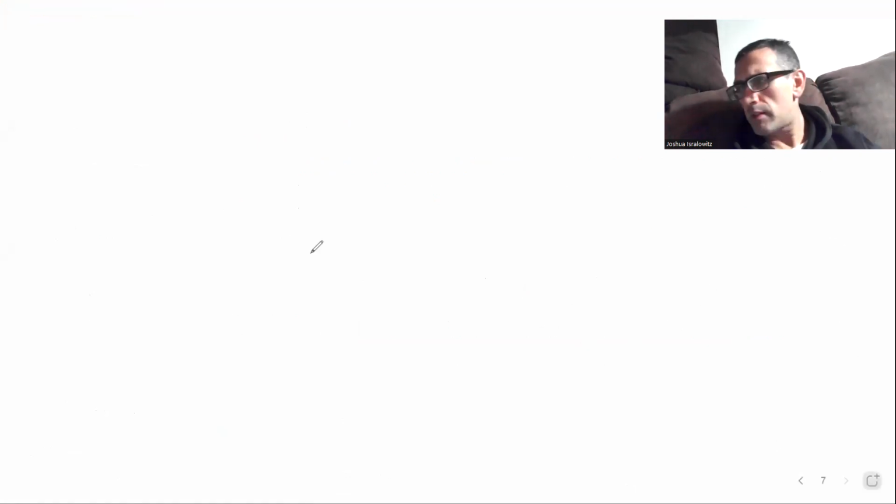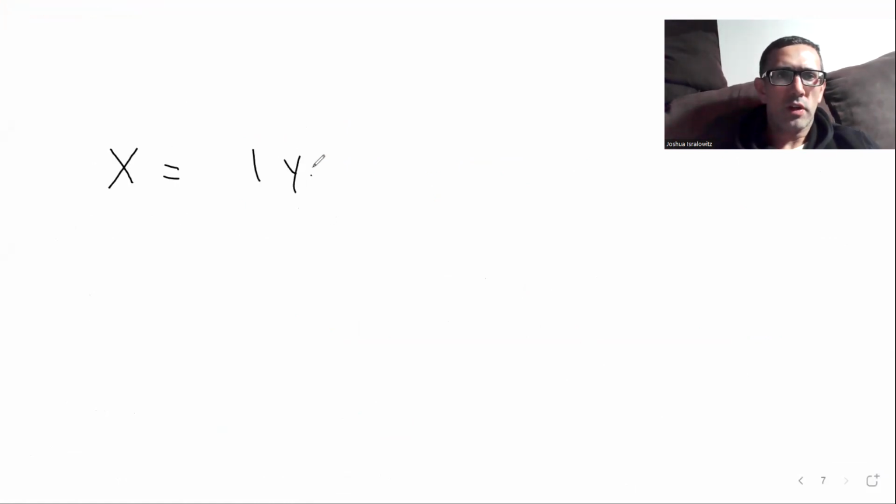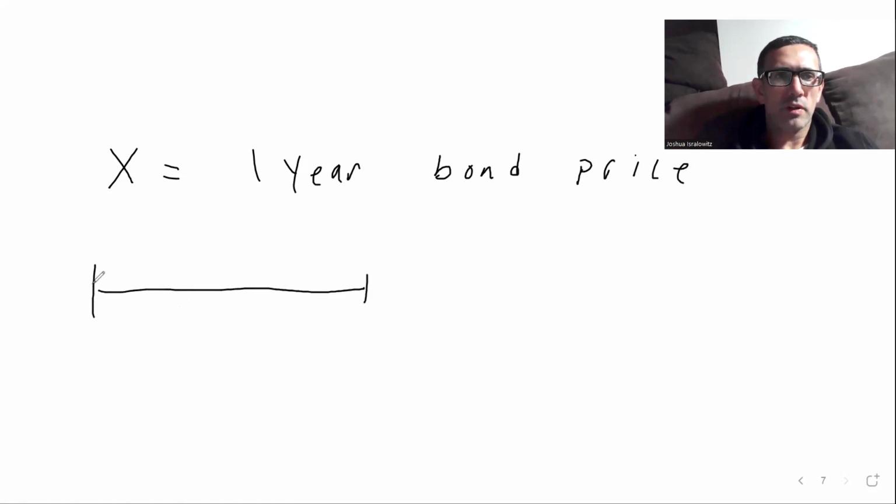So yeah, like I said, this is actually surprisingly straightforward. So let's say X is the 1-year bond price, and this is a zero coupon bond, so very straightforward. Okay.